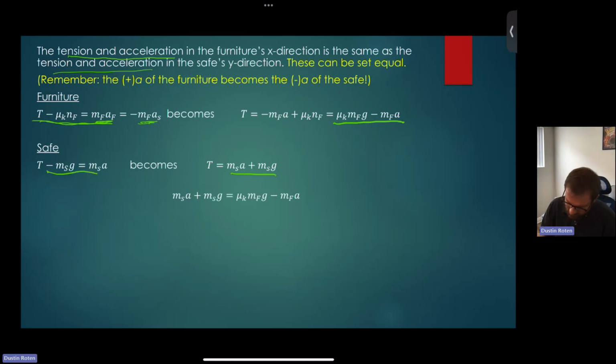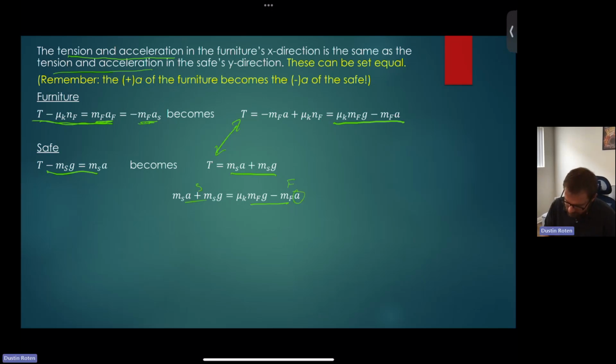Now we have 2 tensions. We don't care what the tension is. We just know it's the same. So we can set these 2 things equal to each other, just like I did here. So this is, let's see, from the furniture. This one's from the safe.